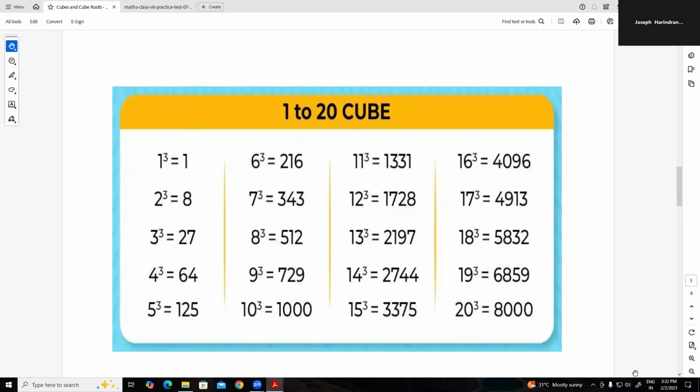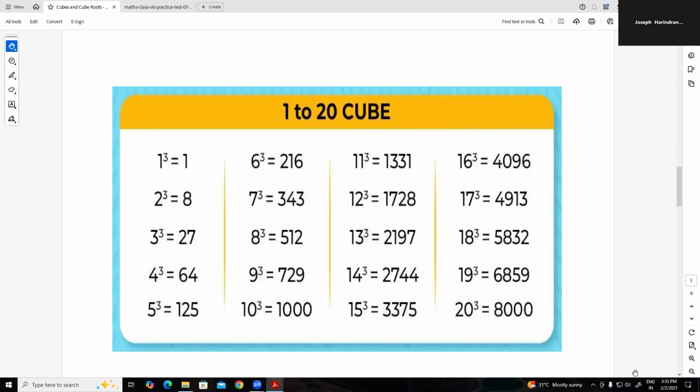1 cubed ends in 1, 2 cubed ends in 8, 3 cubed ends in 7, 4 cubed ends in 4 itself, 5 cubed ends in 5, 6 cubed ends in 6, but 7 cubed ends in 3, 8 cubed ends in 2, 9 cubed ends in 9 itself, and 10 cubed ends in a 0. Based on this concept, we can go through 11 to 20 also.